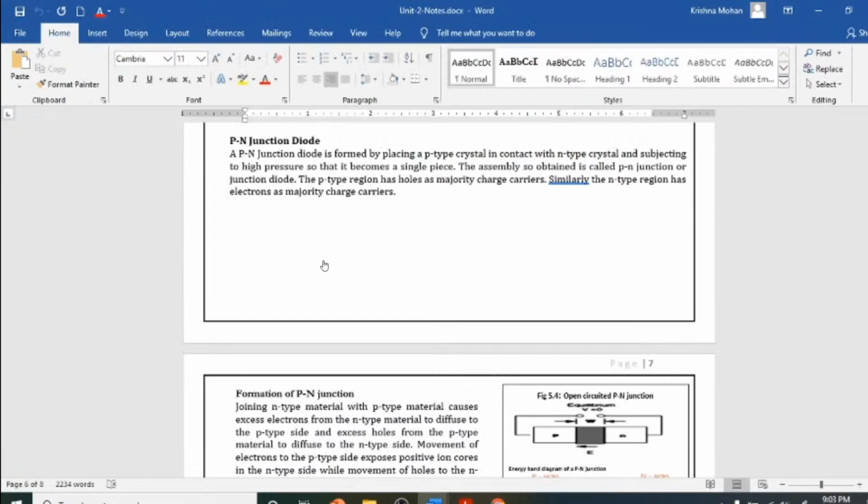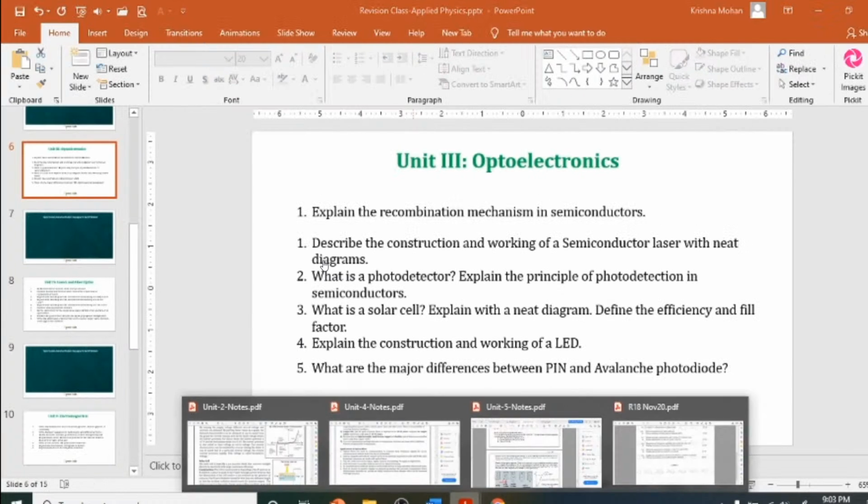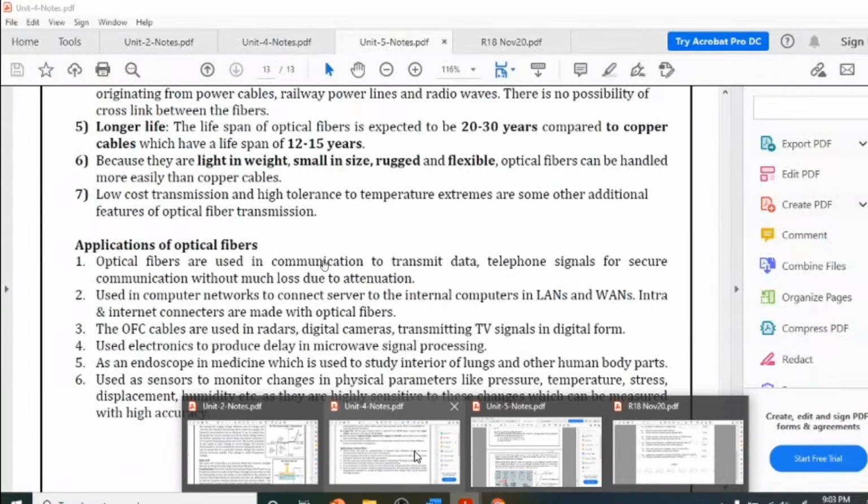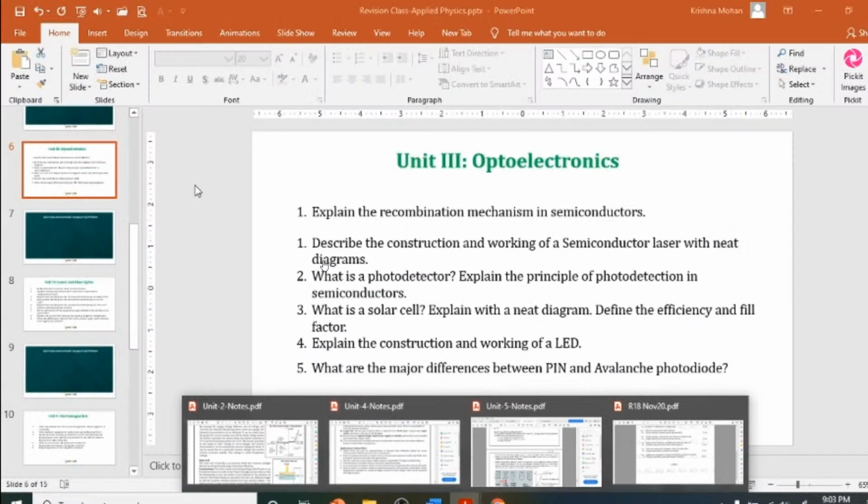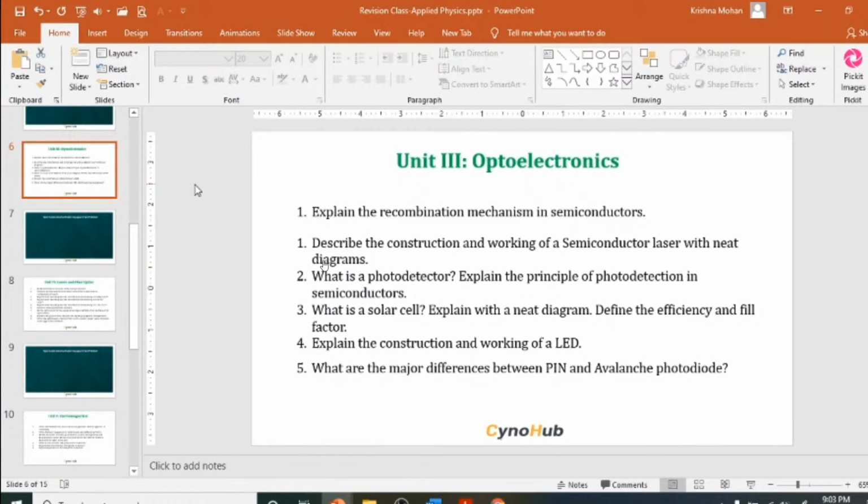So this is the second unit, sorry. Regarding unit 3, you will have recombination and the working of a semiconductor laser, which I furnished already in the 4th unit. You have the photodetector and its principle of operation, and then the solar cell with the need diagram, efficiency and fill factor. I wanted to discuss this one, so if you want, I would discuss this solar cell anyway.